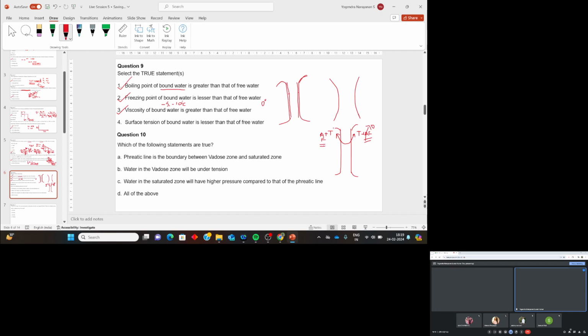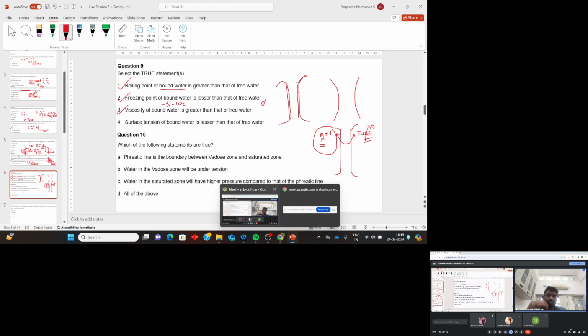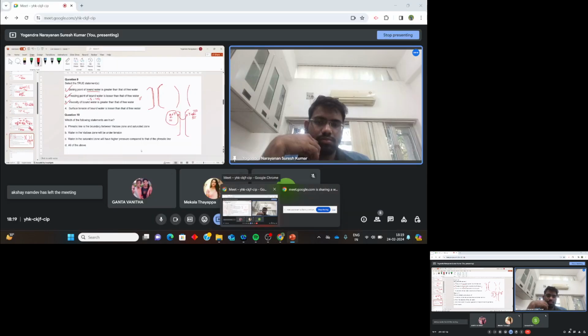So when you take this as a whole, this is the total surface tension component acting on it, and due to the extra attractive forces, the surface tension of bound water will be higher than that of free water. I hope I am clear now. Yes, sir.